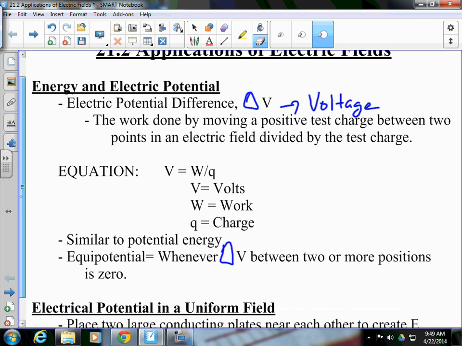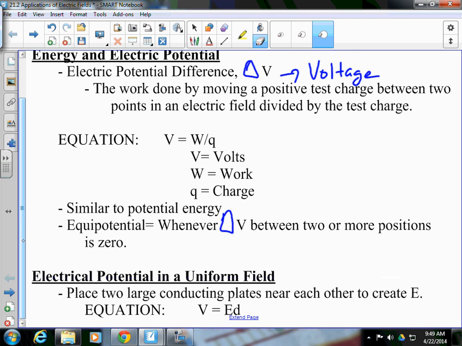So it's very similar to potential energy. Now remember, our unit for volts is volts, our unit for charge is coulombs. What's the unit for work? Joules. So similar to potential energy.